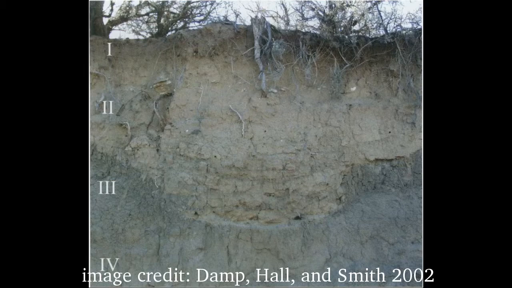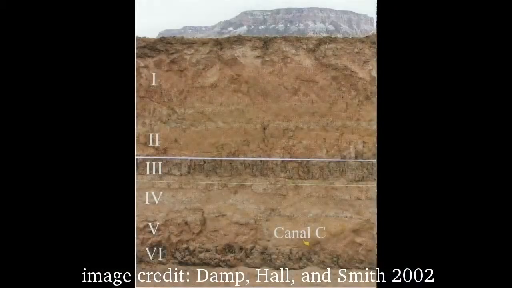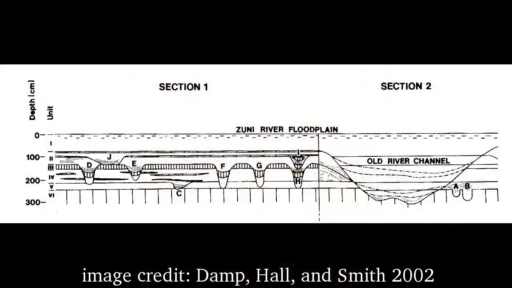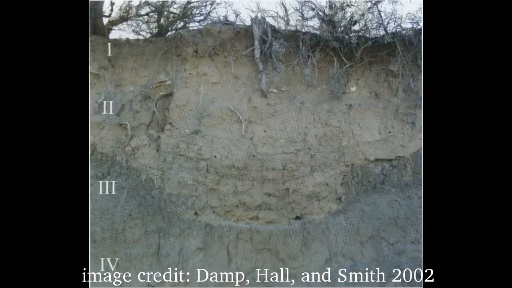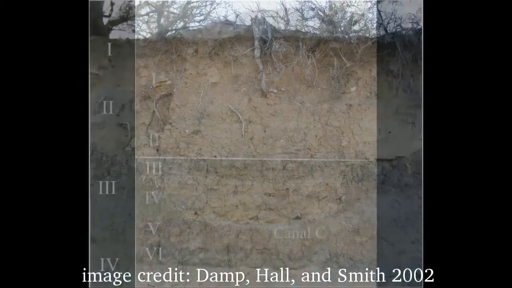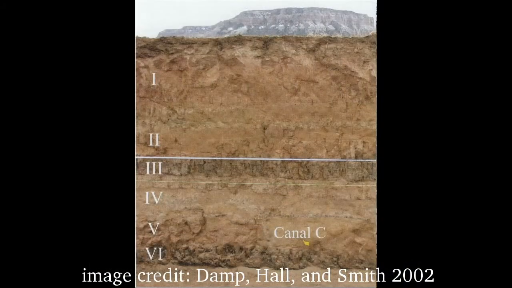So, how accurate is this story? Well, archaeological evidence would suggest that the ditch system does predate this story, and of course, as Quintana notes, that was actually the case. But what about the controls? What about the gates? So, here are some examples from around Zuni Pueblo in a paper by Damp, Hall, and Smith.